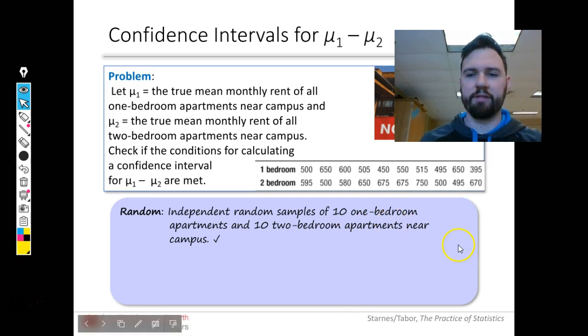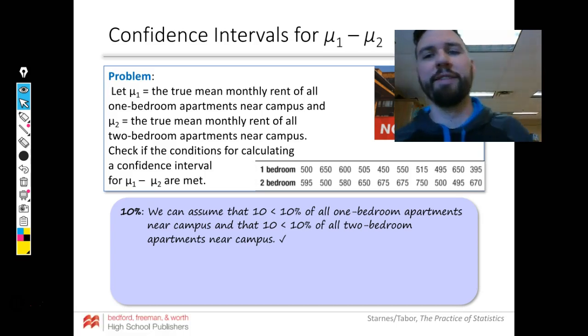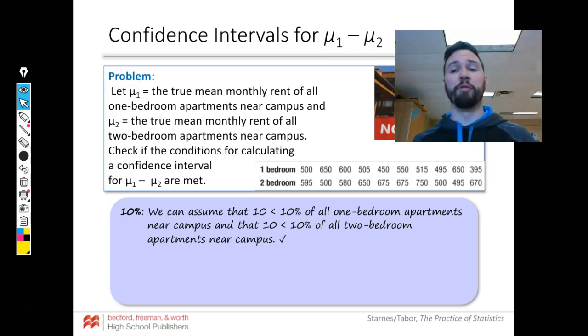Now we have to check 10%. I'm guessing 10 is less than 10% of all 1-bedroom apartments. Just gonna throw it out there. Now, if you have 10 0-bedroom apartments, it's still probably less than 10%. Those studios or whatever they're called.